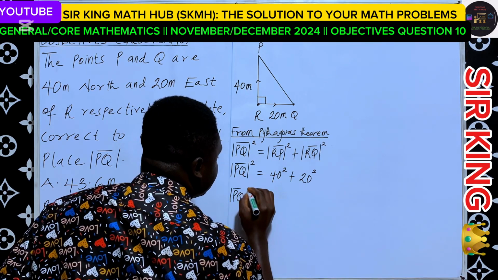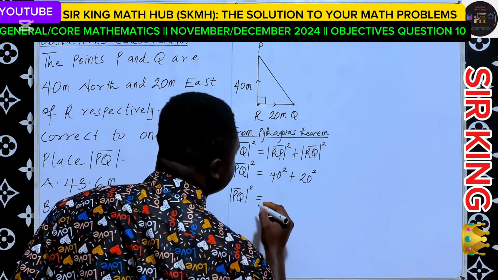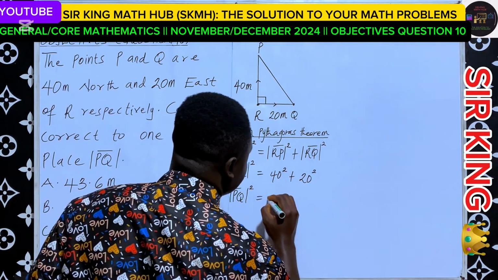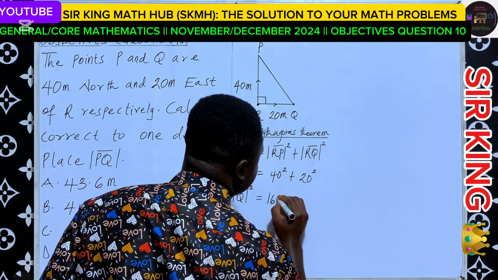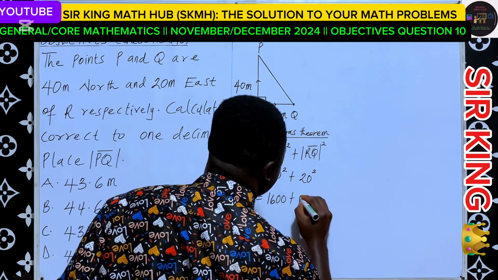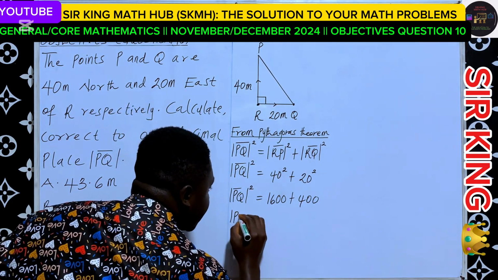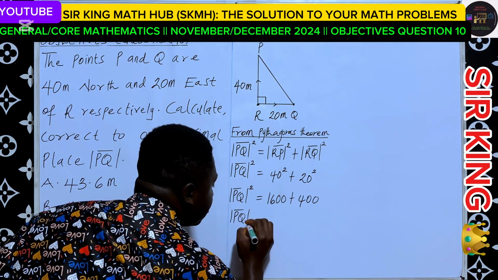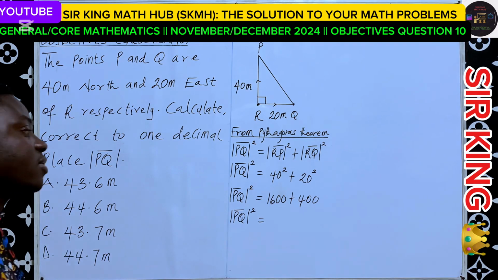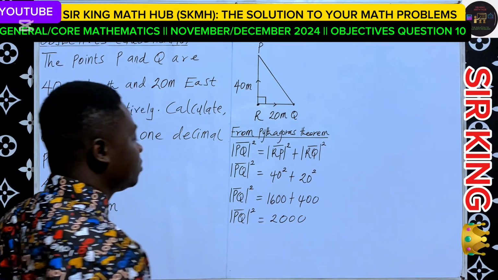So PQ squared is equal to, now 40 squared. What is 40 squared? That is 1,600. And then 20 squared, that is 400. So line PQ all squared is equal to 1,600 plus 400. We have 2,000.